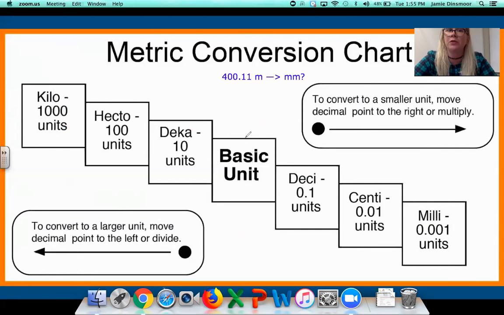We're starting at meters, right, which is our basic unit. We need to go to millimeters, so we're going to need to move the decimal 1, 2, 3 times to get to millimeters. Starting where our decimal is, we're going to move 1, 2, 3 times. We're going to add a 0 in there, right? And we should get 400,110 millimeters, which it looks like everybody who popped an answer, everybody got that one. Awesome. Okay, so that's how you can convert between metric system and all the units within the metric system.